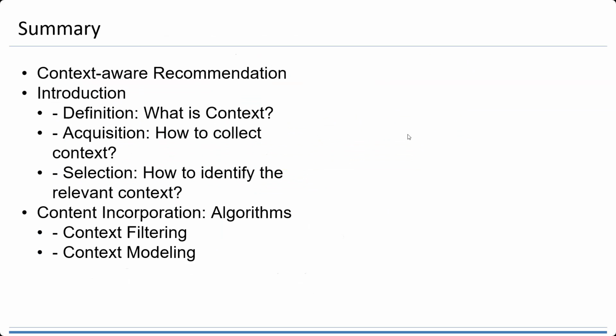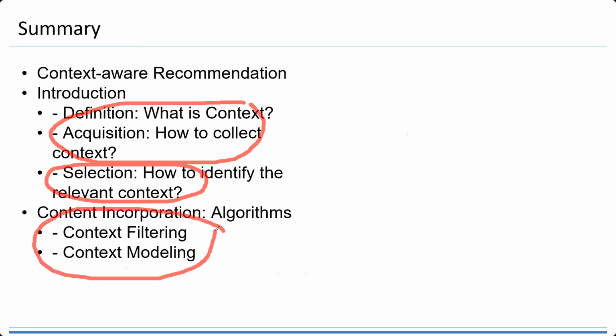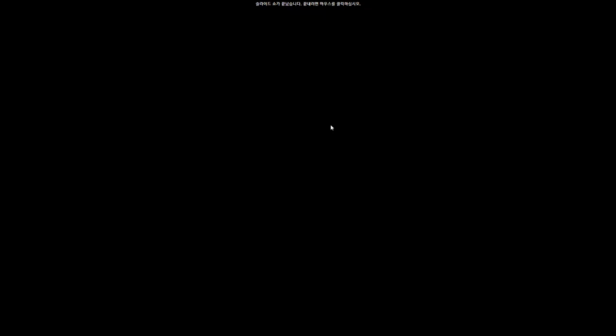Okay, that's what we have learned until now about context-aware. We learned about the definition, how we can collect the context, and how we select the relevant context. Then I mentioned two algorithms, context filtering and context modeling. Okay, any questions? No question, then I will continue with the next section.